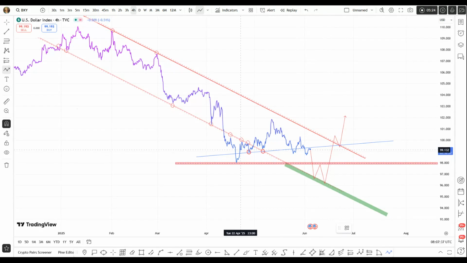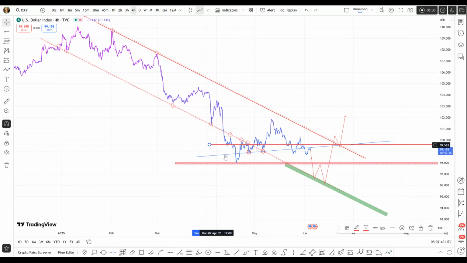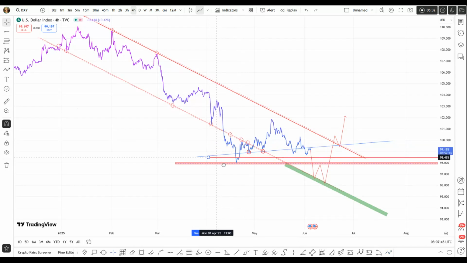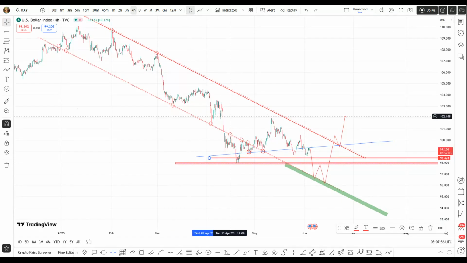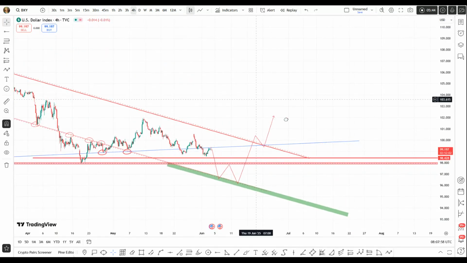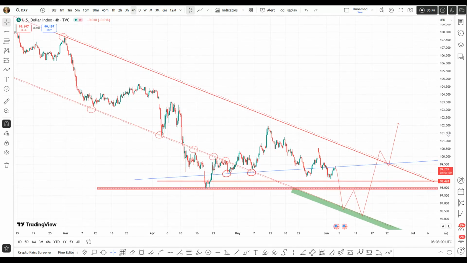There is a W structure here, a reversal price action. Maybe when buyers come there, based on a data print coming in on 60, dollar could find support again at 98.428. That's possible. It's very much possible.